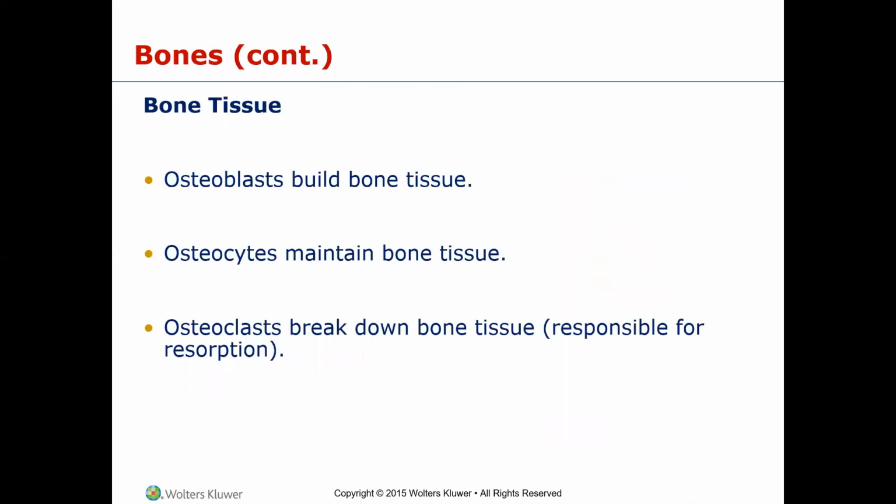So when we look at the bone tissue itself, we have osteoblasts, which build bone tissue. And the way that I remember these three different types of bone cells is osteoblast: blast, build. Osteocytes are the main bone cell itself, and then osteoclasts. They are responsible for breaking down bone tissue, and that's called resorption.